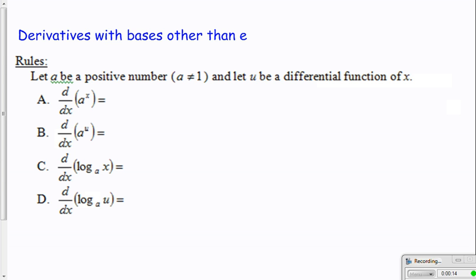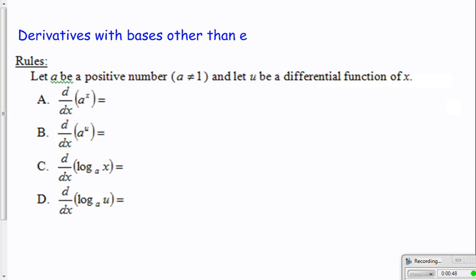I appreciate that. Notice that in the four statements at the top of the page, there are really two statements, A and B. Statements A and B are the same thing except that statement B is more general because it has a u as the exponent, and the same holds for C and D. They are essentially the same rule, except that D is more general. Notice also that a is defined to be a positive number other than 1. We usually define u as a glob or a function of x.